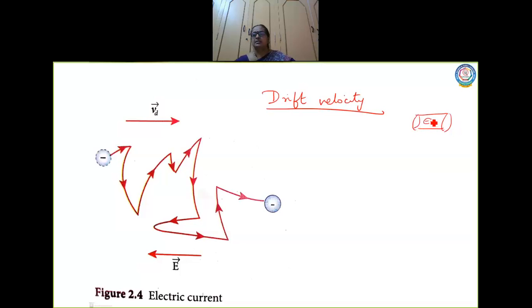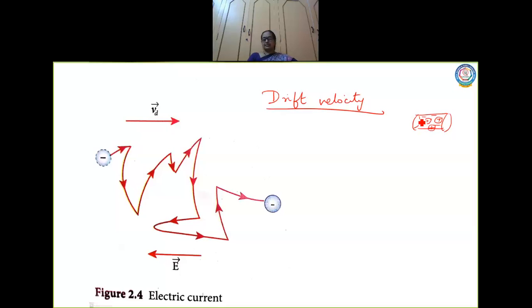Now positive charges are there, and among these positive charges you have electrons. These electrons are considered to be freely moving in a conductor, and these positive ions are fixed, they cannot move. Whenever these electrons are moving randomly, they come and hit these positive ions. They collide repeatedly with the positive ions, right?